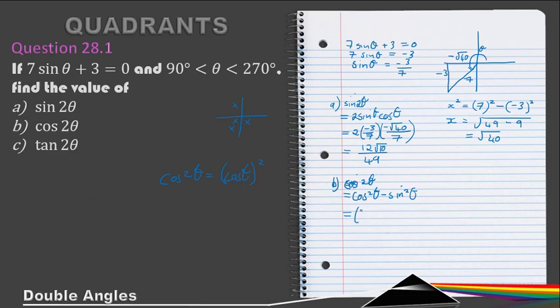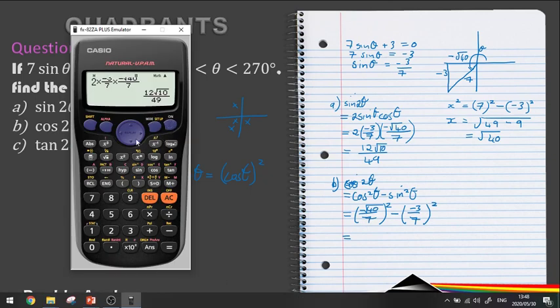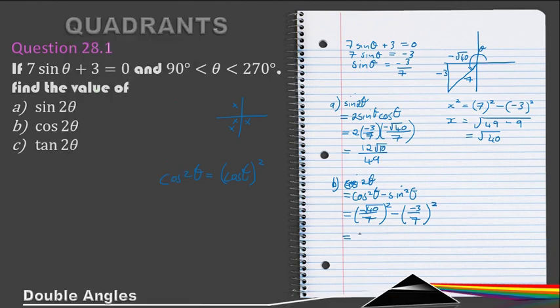So here we have cos's value as negative square root of 40 over 7, and sine squared, minus sine is negative 3 over 7, all squared. And that we can also just put on the calculator as bracket negative square root of 40 over 7, and that's all squared, minus bracket negative 3 over 7, all squared. So that's 31 over 49.